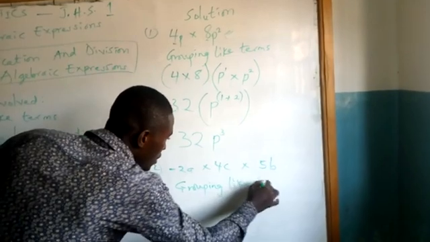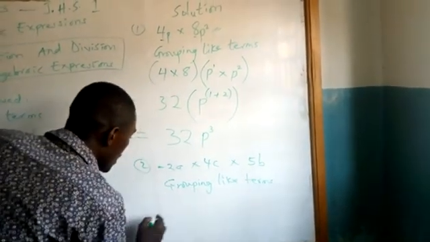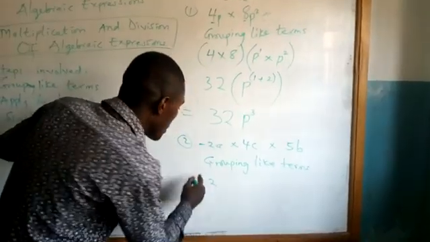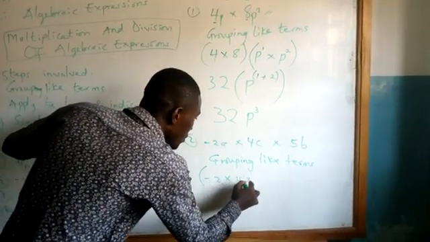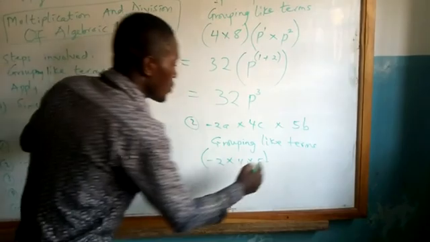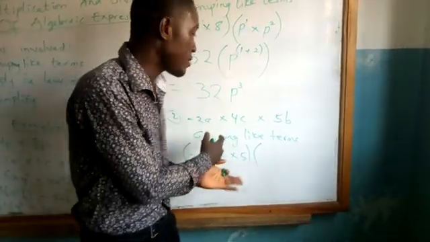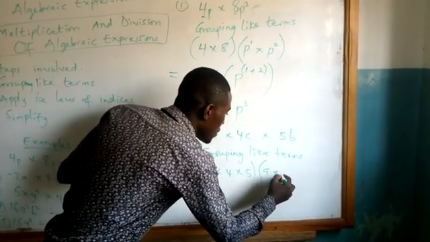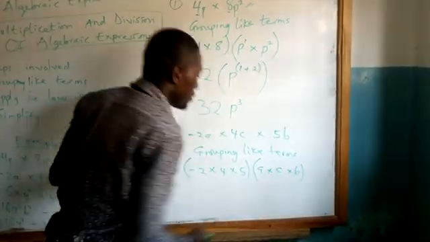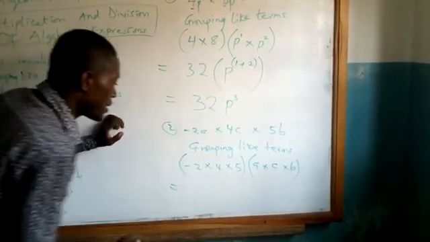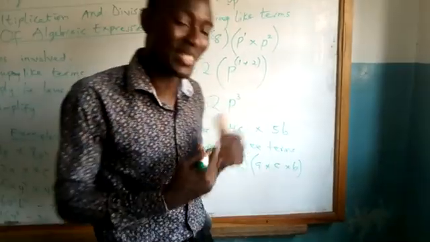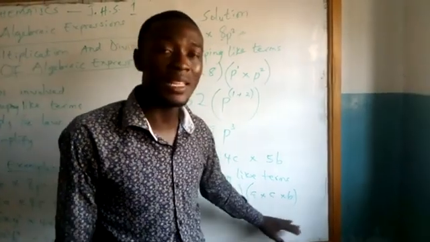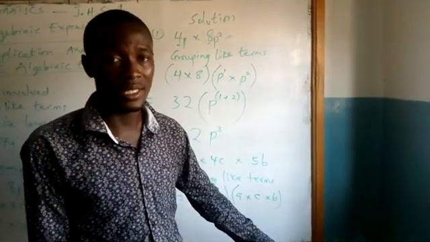Grouping like terms. Here we have negative 2, 4, and 5 as the constants. So we put them in one bracket, like this. Then for the variables, we put them in another bracket. We have a, then we have c, then we have b. It's always presentable and professional to arrange the letters in alphabetical order.